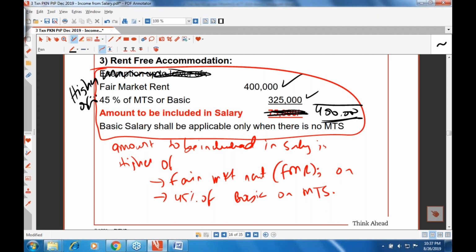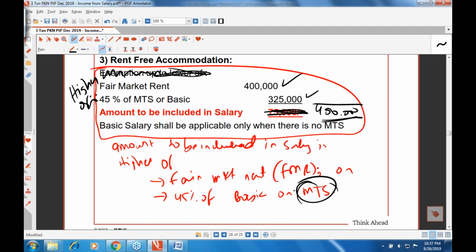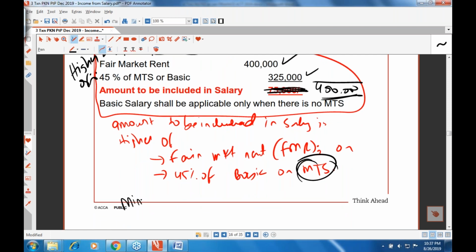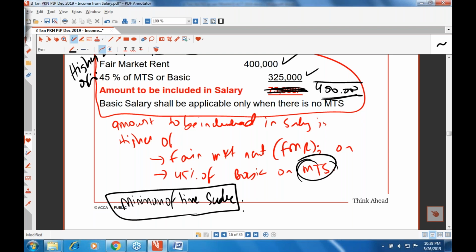Now, one more thing. A lot of you would be wondering what this MTS is all about. The MTS actually means minimum of time scale. Usually what happens is when you have an employment where there is a grade system like grade 1, grade 2, grade 3, grade 4, etc., there is usually a time scale. Now what is a time scale? Let's say 10,000, 2,000, 18,000. This is an example of a time scale.